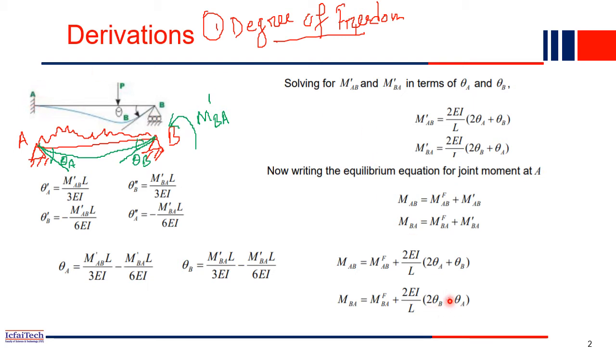So 2 into theta B plus theta A will give you MBA. So these two equations are nothing but slope deflection equations. They are very easy to remember also.